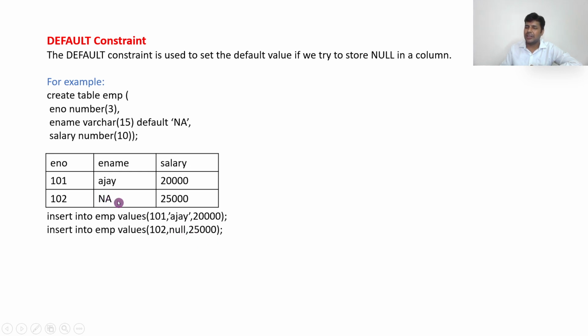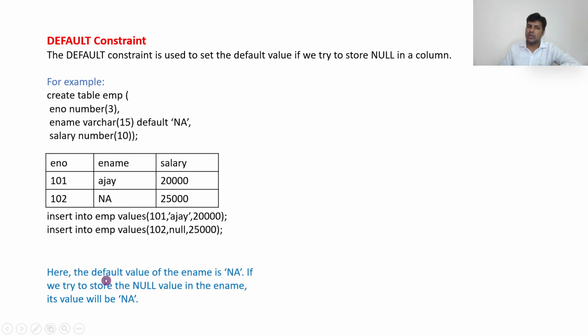Right? If somebody is trying to enter any other value, see, when it has entered Ajay, it is not showing NA. But if they leave null, it doesn't want to show empty. That's why it is showing NA. Right? So I hope you have understood the default constraint. The default value of ename is NA. If we try to store a null value in the ename, its value will be NA. So if you are trying to enter a null value in the ename, it will show as NA.